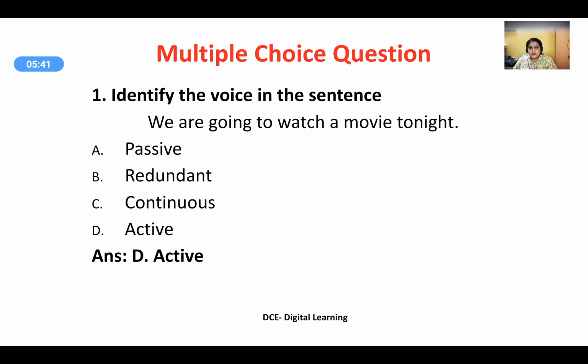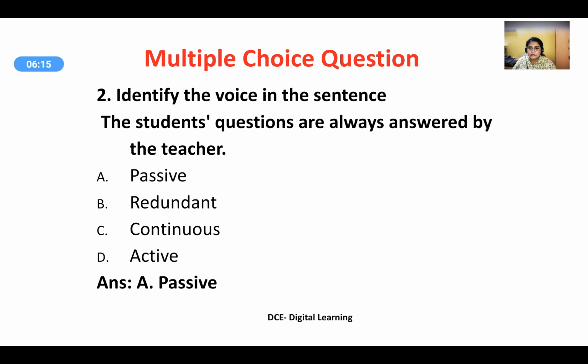A small multiple choice question session. A sentence is provided here. You have to identify the voice in the sentence. We are going to watch a movie tonight. Observe the sentence, we are going to watch. So a few people put in plural becomes we. So it shows the action that is going to be done by the people there. So it is an active voice. The options provided are passive, redundant, continuous or active voice, and the answer is option D, active voice.